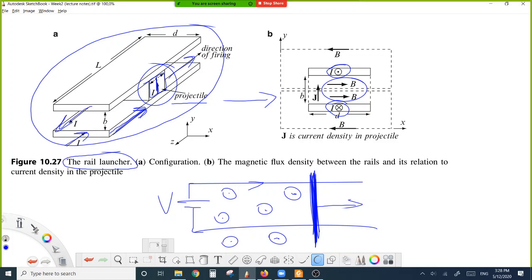Okay, the principle of this railgun is very simple, and you can see it in this scheme.